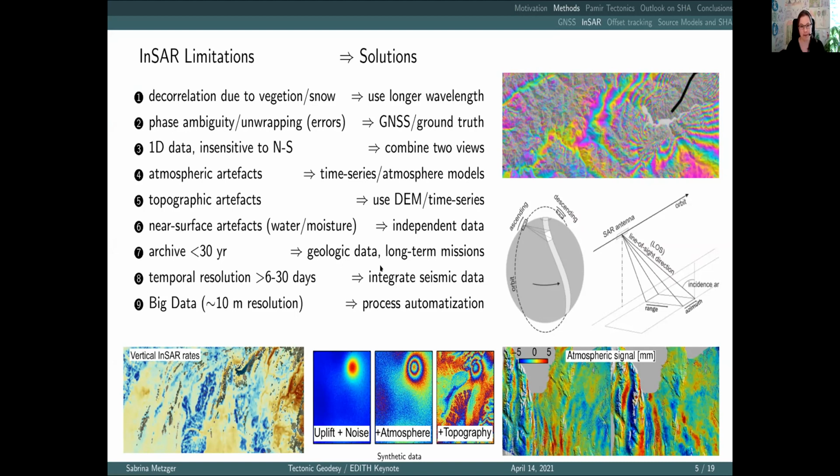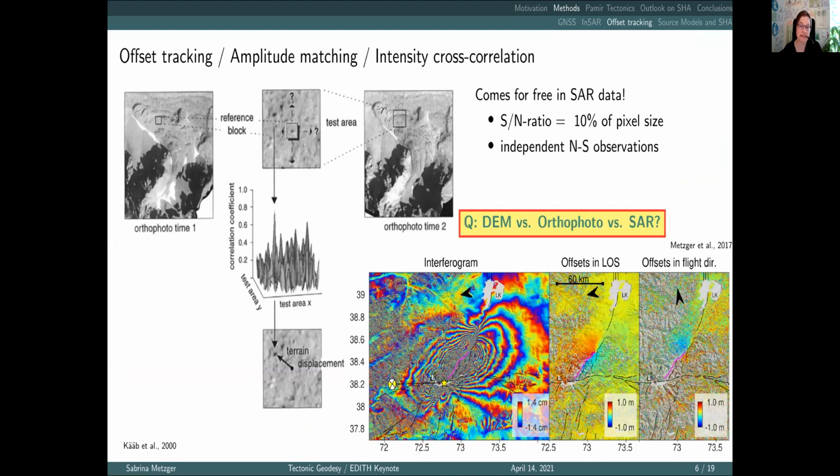So something that comes for free in the radar imagery is the amplitude data, which we can treat as an independent measurement and do some offset tracking, or maybe you know it as amplitude matching or intensity cross correlation. This is like an add-on to our interferograms, but it's only helpful if we look at big rates or big offsets. So the signal to noise ratio is at 10% of the pixel size. But the benefit is really that we get north-south observations in this direction here.